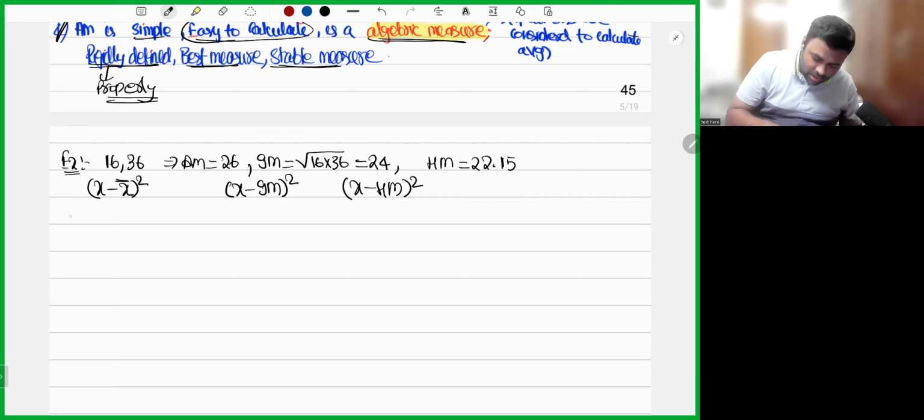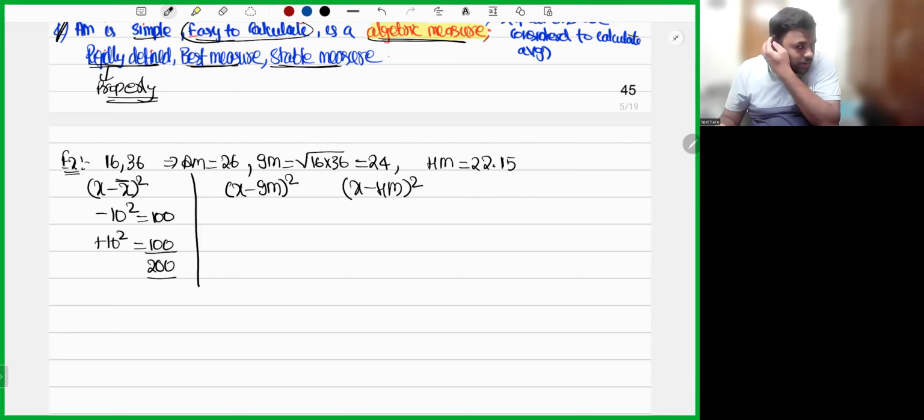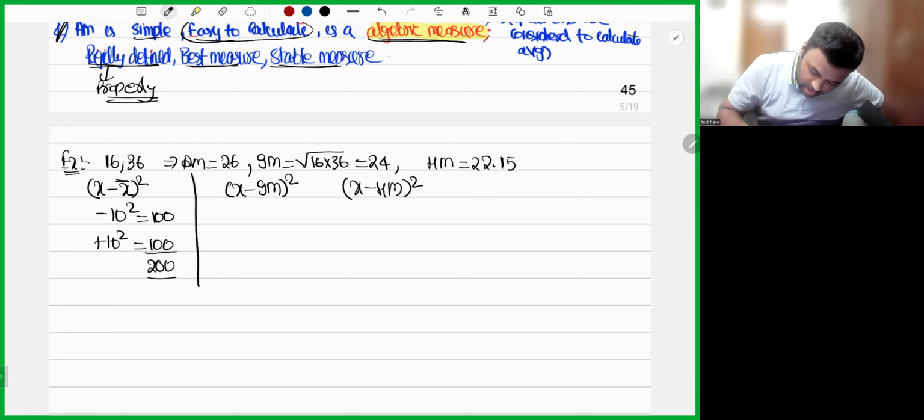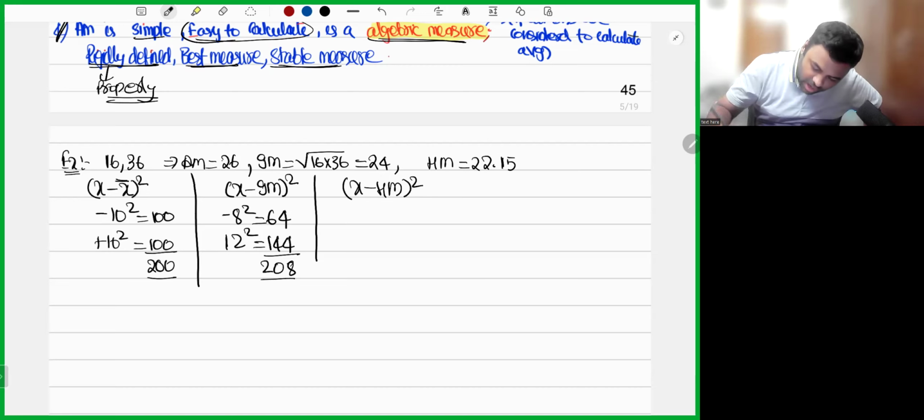X minus x bar: 16 minus 26, minus 10 square. Next, 36 minus 26, plus 10 square. 100, 100, that is 200. Squared deviation from the arithmetic mean is 200. Now squared deviation from the geometric mean: 16 minus 24, minus 8 square, 64. Next, 36 minus 24, 12 square, 144. Total 208. Next, squared deviation from the harmonic mean.